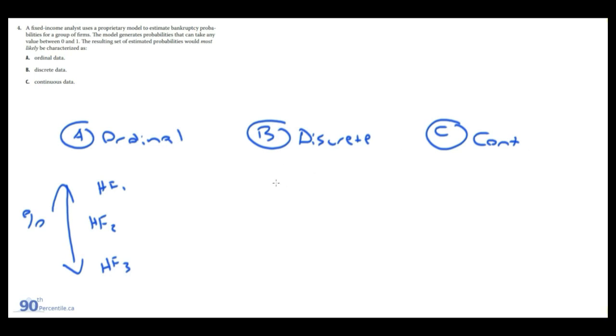Discrete data is only related to integers, so whole numbers 1, 2, 3, 4, and continuous data can take infinite values. It has a possibility to be any one of the values in between a certain range, or it could go to infinity or whatever. But in this example right here, we're worried about probabilities. So the model generates probabilities that can take any value between 0 and 1. So from 0 to 1, or 100%.